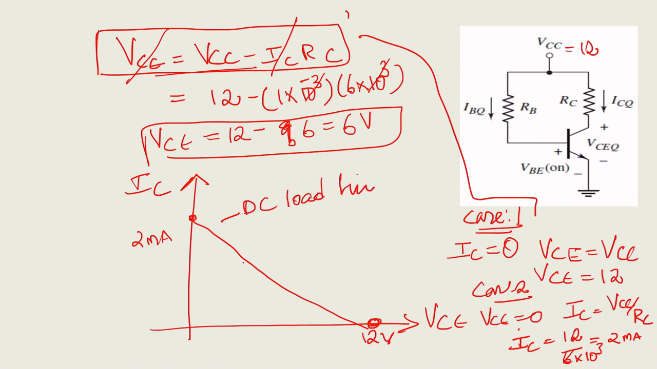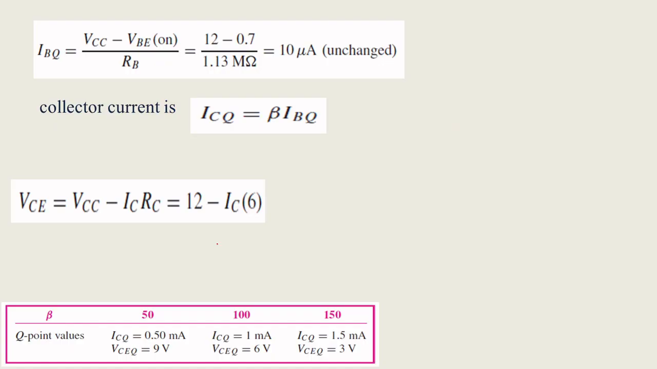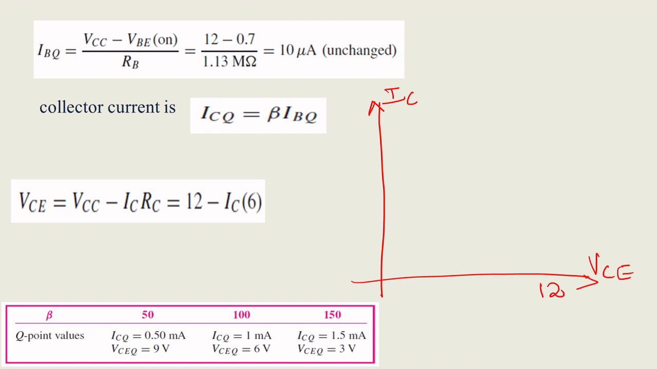Now we want to find the operating point. We have got a load line, right? So now we'll go to the operating point. It is a very simple procedure. See here. I'm duplicating the same IC versus VCE graph. Here we got 12 and here we got 2 milliamps, right? I connected this.